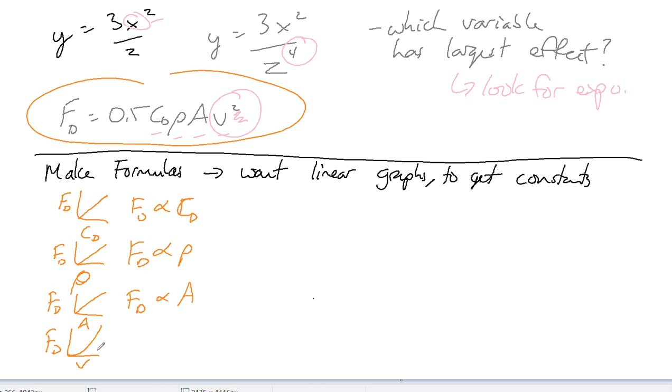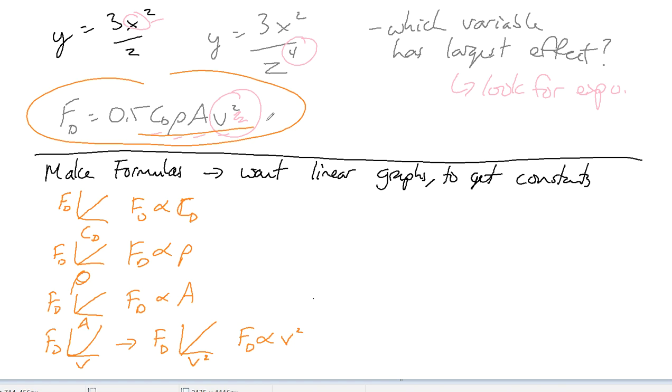The force of drag is not directly proportional to v, and that's why I get a curve out of it. But if I change this graph, instead of graphing force of drag versus v, I graph force of drag versus v squared, it would create a straight line, which tells me the force of drag is directly proportional to v squared. And that's how I know how this formula pieces together. That's sort of how it comes out, and that's how they make them.